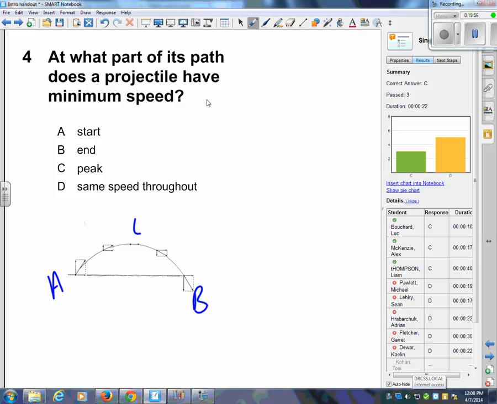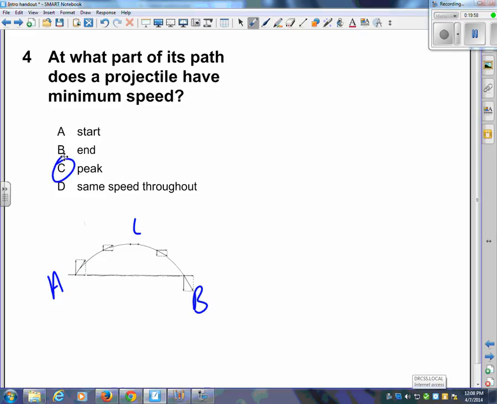Minimum speed. Why is it the minimum there at C? Because remember, the horizontal is always the same, right? The vertical is the one that changes, and so this is the actual speed. So which one is the longest black arrow? Or sorry, which one is the shortest black arrow? At the peak. Why at the peak? Because the black arrow, the overall velocity, is equal to the blue horizontal component. That's where it's at its smallest speed.